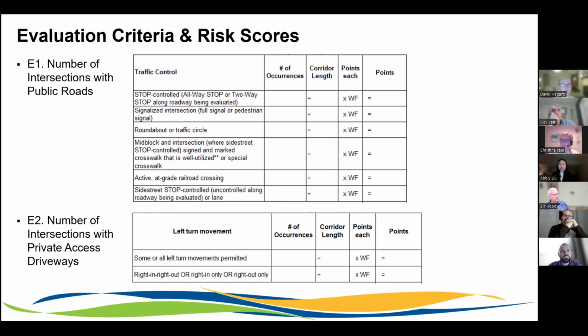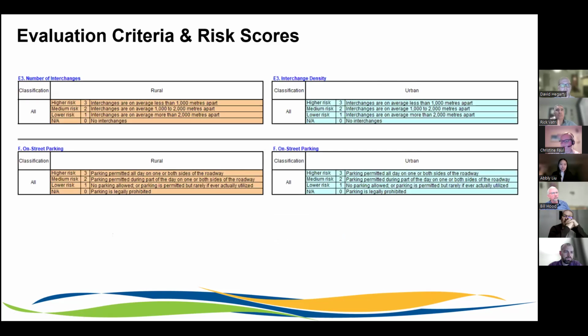Criteria E2 is the number of intersections with public access driveways. And criteria E3 is the number of interchanges, which refers to highway ramps. Criteria F is on-street parking, which evaluates whether on-street parking is permitted and whether it is typically used.